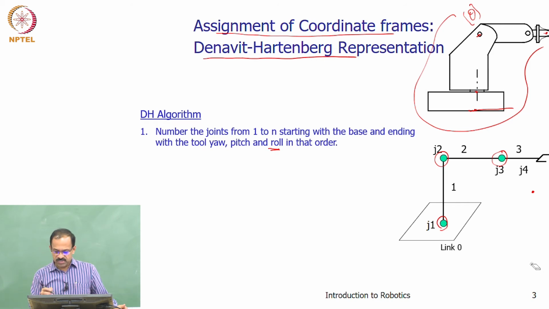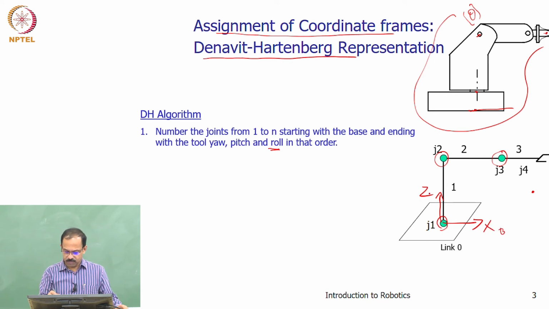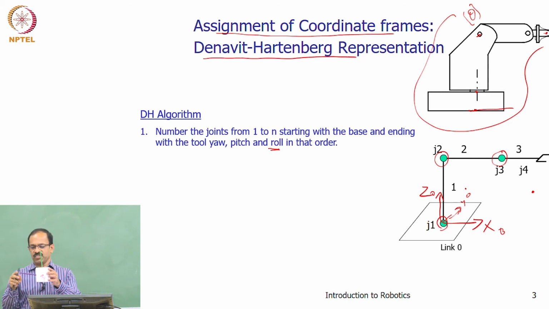So, if I put this as x, this as z, then this is x0, z0, and y0 will be inward. You will always follow this rule. So, if I fix this as x, y, z, then it will be easy for us to analyze later also how the rotations take place. So, this is my x axis, this is the z axis, and this is the y-axis.